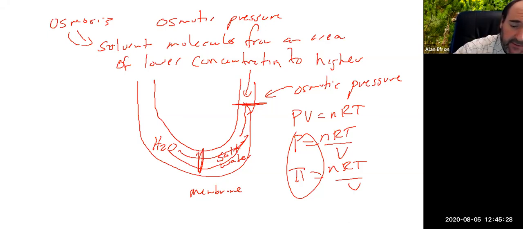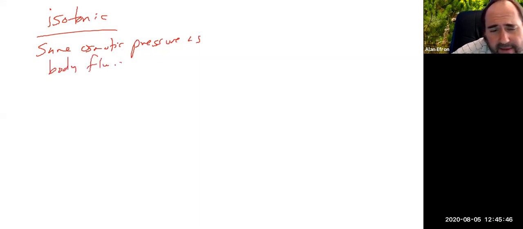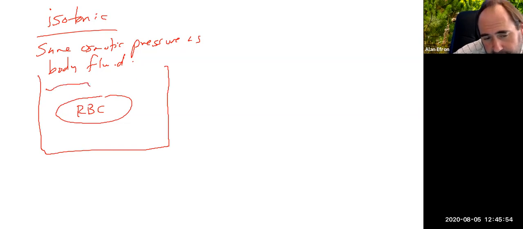We also talked about some types of solutions which are isotonic. Isotonic has the same osmotic pressure as body fluids. And what that means is, if you put, for example, everybody's classic example, the red blood cell, it's really just acting as a membrane. In an isotonic solution, water will flow in and out of the cell at an equal rate because they both have the same osmotic pressure. So nothing bad would happen to the cell.